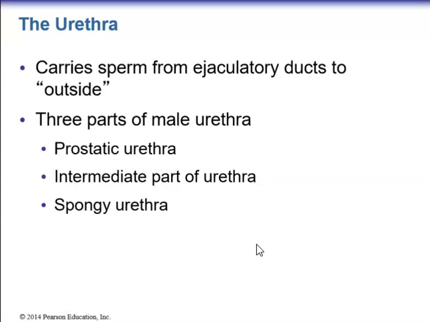So going right to the urethra, the male urethra carries sperm from the ejaculatory ducts to the outside of the male. There are three parts of the male urethra, which we talked about. There's the prostatic urethra, the intermediate part or membranous part of the urethra between the prostatic part and the spongy part, and then finally the spongy urethra, which is the urethra that runs in the corpus spongiosum.